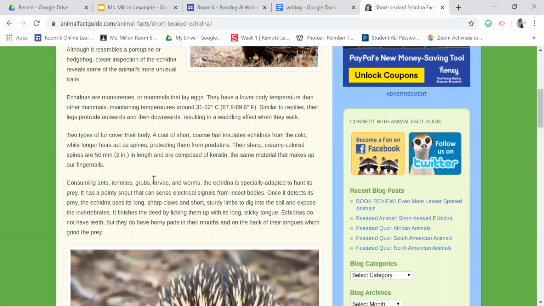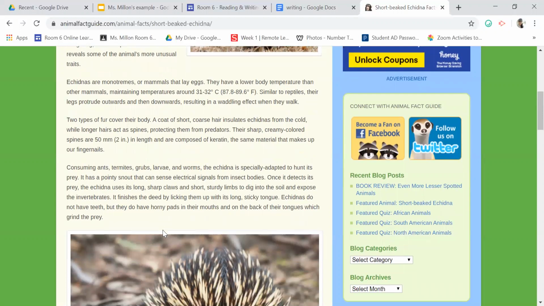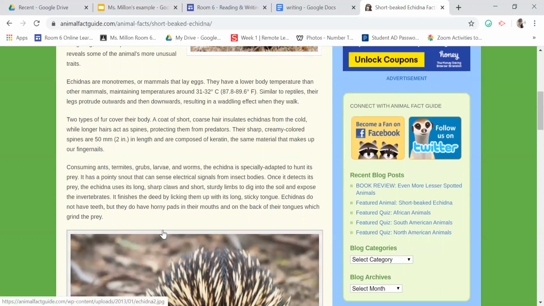Okay, so I'm going to read one more section today. I'm going to practice paraphrasing and practice figuring out if there's anything in this section that's important and relevant to their adaptations, always keeping that question in my mind. Consuming ants, termites, grubs, larvae, and worms, the echidna is specially adapted. That's a key word. I'm thinking this is going to tell me more about adaptations. It is specially adapted to hunt its prey. It has a pointy snout that can sense electrical signals from insect bodies.